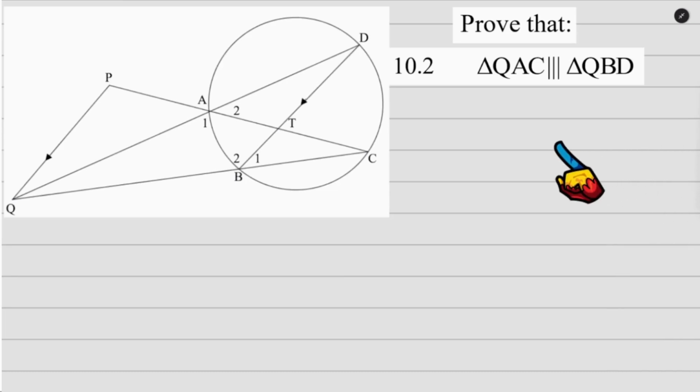Question 10.2 asks us to prove that triangle QAC is similar to triangle QBD.